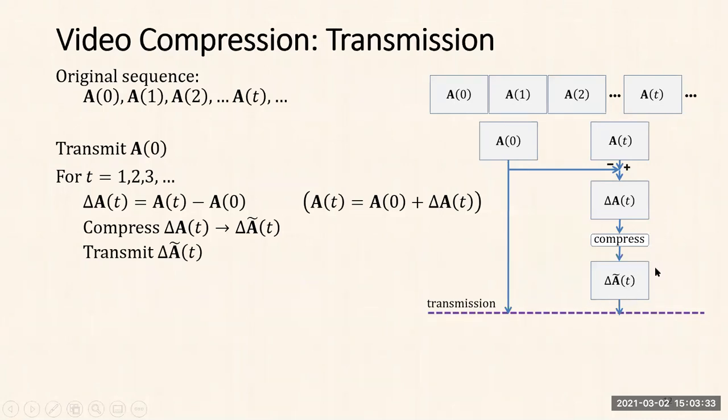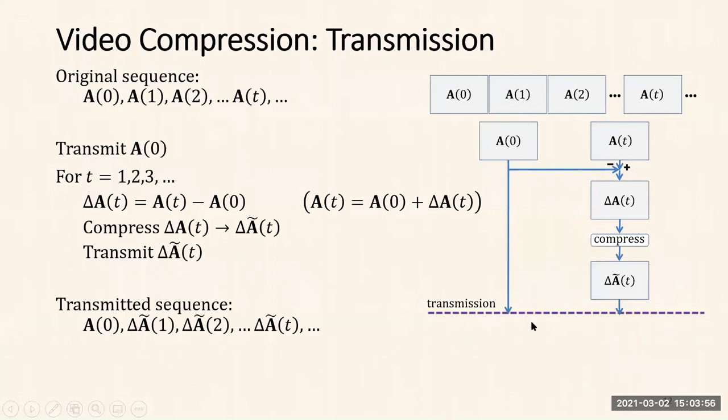Since we're compressing these, the cost of transmission of all these delta A tilde t is much lower than transmitting A1, A2, A3 directly. So the transmitted sequence is: first A0 is transmitted, and then all the difference images are compressed and transmitted. Remember this figure, we'll look at it again later. There's a lot of savings in the cost.